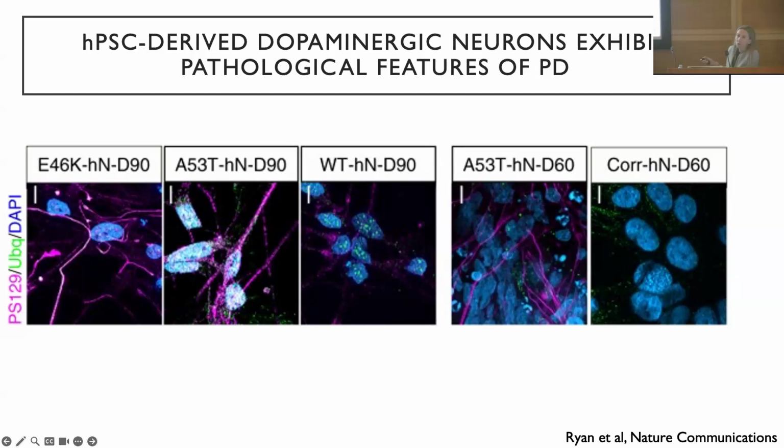This is also true in an iPS-derived neuron. A53T, again, in synuclein, we see these deposits, and we don't see them in the corrected control. So these cells have some pathological features that we see in Parkinson's disease.